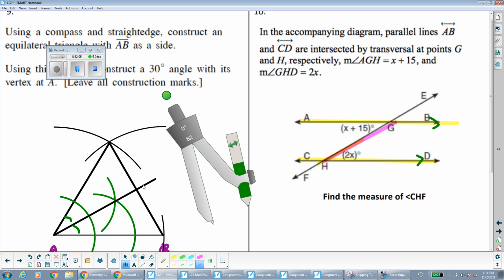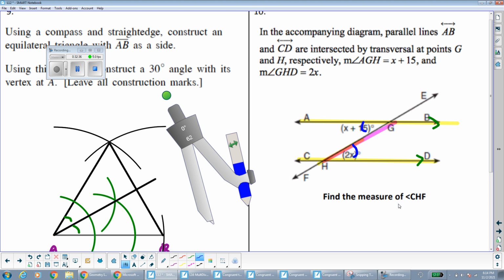So now we can think about what the relationship is between the two angles that they give us information about, the angle labeled x plus 15 and the angle labeled 2x. Notice how both of the angles are within the two parallel lines. They are inside the line, so we call those interior angles. And notice how they're also on different sides of the transversal. This angle's to the left of the transversal, this angle's to the right. So these are alternate interior angles, and we know alternate interior angles are congruent to each other when the lines are parallel.